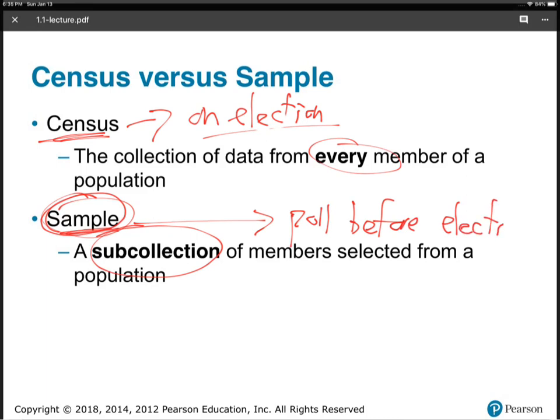So what do they do with a poll? They take a small group of people, they grab a group of people, and they say, hey, who are you going to vote for? And they record those results, and they use that to predict what's going to happen in the actual election.